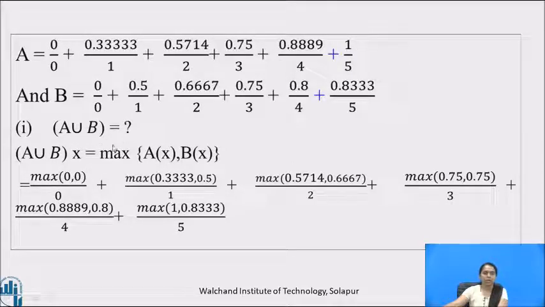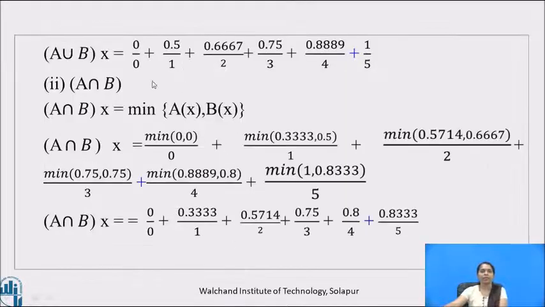A union B is equal to the maximum of A of x comma B of x. Hence, we will calculate the maximum gradation of both the sets with the respective elements. That is, for 0, it is maximum of 0 comma 0 plus. For 1, compare the membership grade of 1 from both the sets and take their maximum value. So we have to adopt the same procedure for all the elements, and hence we will get A union B at x is equal to 0 by 0 plus 0.5 by 1 plus 0.6667 by 2 plus 0.75 by 3 plus 0.8889 by 4 plus 1 by 5.